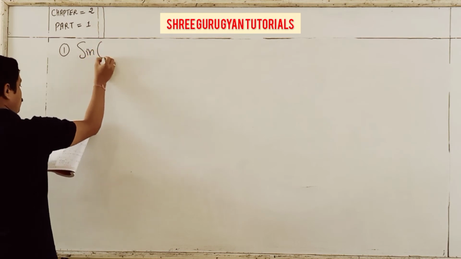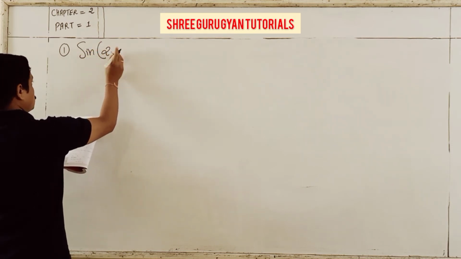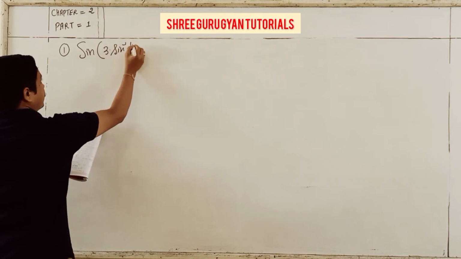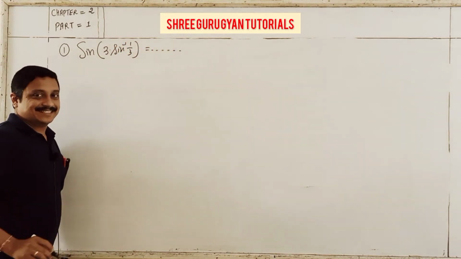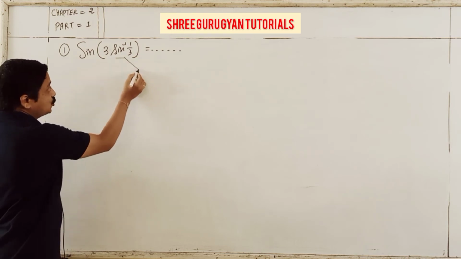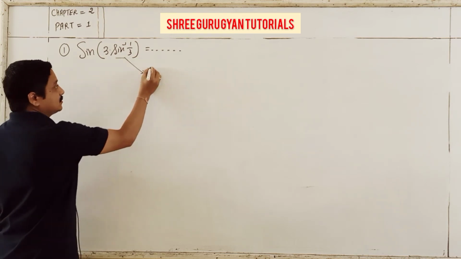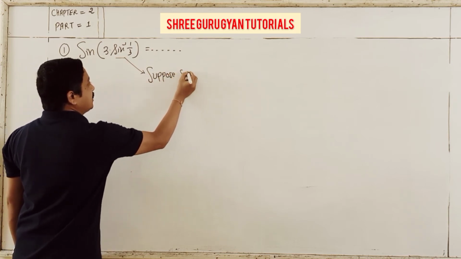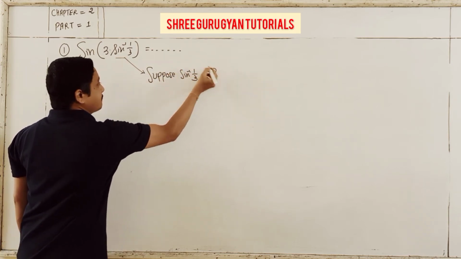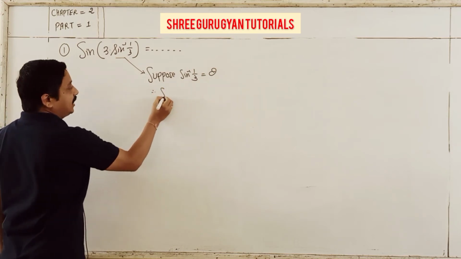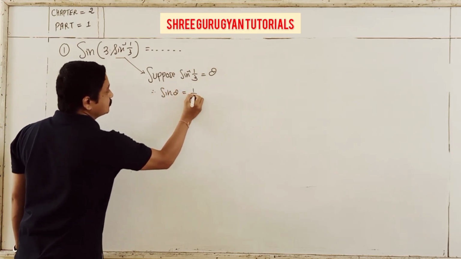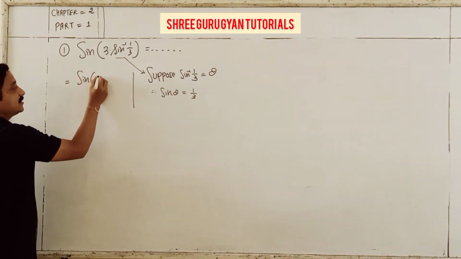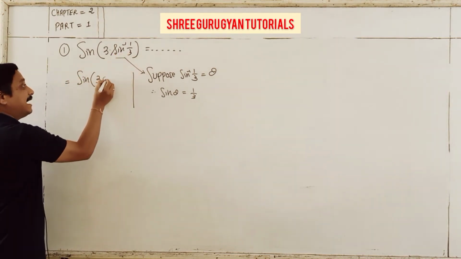Sine of 3 into sine inverse 1/3 is equal to dash dash dash. Here I will assume first. Suppose sine inverse 1/3 becomes theta. So definitely sine theta is 1/3. Here I will provide my answer 3, but that is the theta.